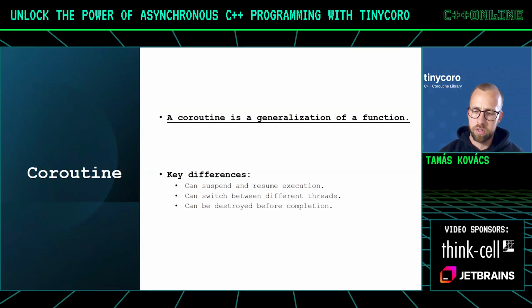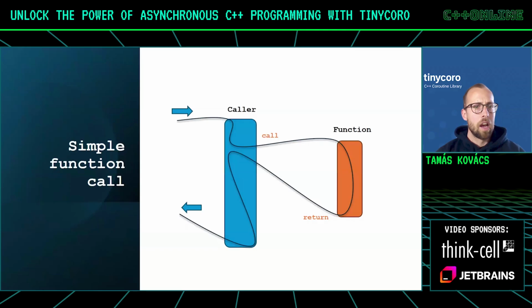Now I'm going to show you some examples, some drawings, of how a simple function call looks. As you can see, there is a caller which calls the function. This is a simple function, not a coroutine. The function finishes its execution, returning the control flow back to the caller, and the caller can exit from this context. Basically, this is a simple, easy program flow.